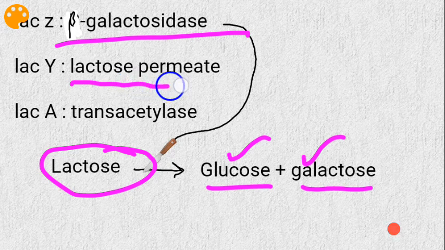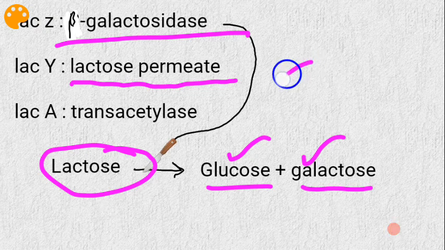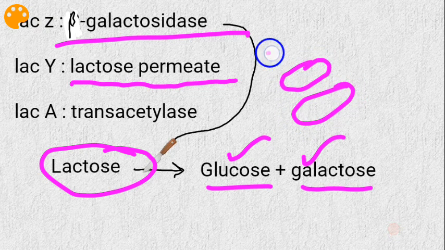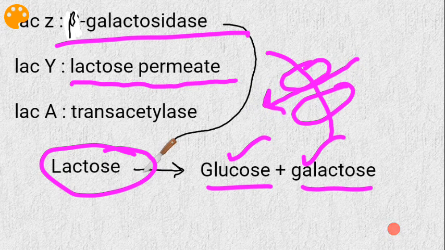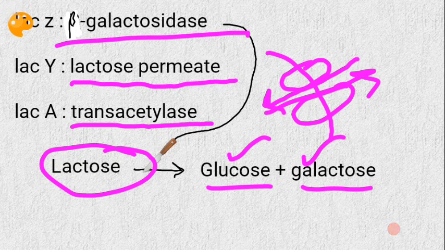LAC-Y encodes for lactose permease. This enzyme helps lactose that is present in the medium to move inside the bacterial cell. Lactose permease forms a carrier protein in the membrane of bacteria. It helps the lactose present in the medium to move inside the bacteria, right? Next is LAC-A, which encodes for trans-acetylase. This protein helps some toxic chemicals to move outside of the cell, right?